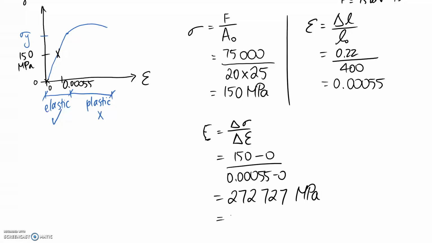If we wanted to convert this into gigapascals, we could round it as well, it's going to become 273 gigapascals. So that's the Young's modulus of this material. So that's all there is for that question, and see you in the other examples.